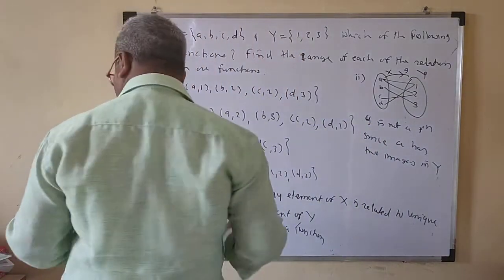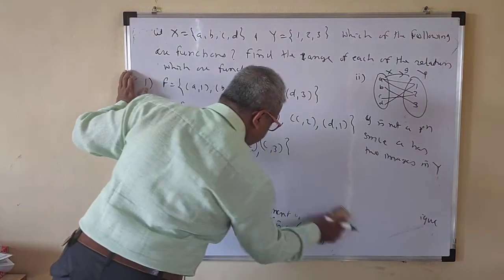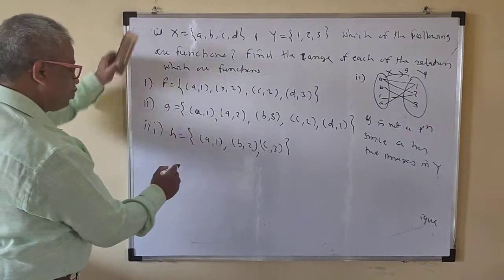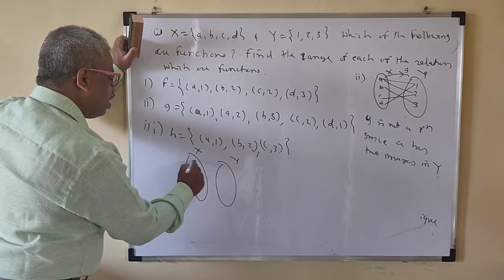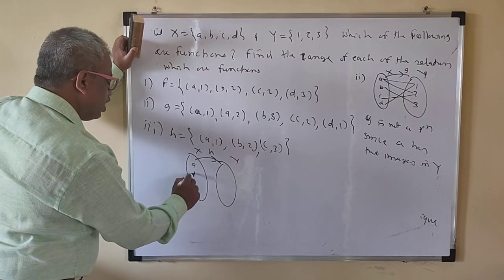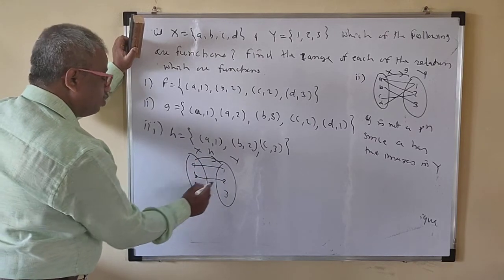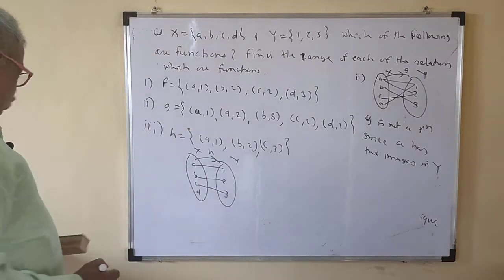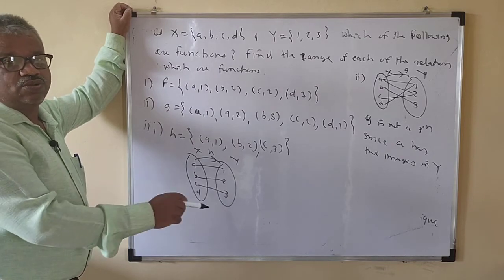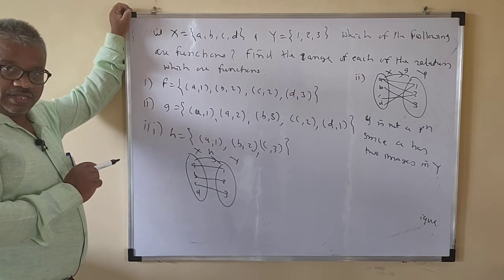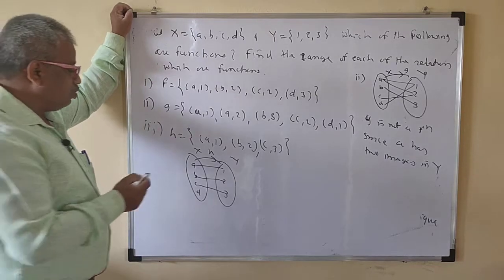Okay. Now we'll take the third one. We'll draw this third solution like this. This is your X, this is your Y, this is your H. This is A, B, C, D and 1, 2, 3. A is related to 1, B is related to 2, C is related to 3. So is it a function? Note that every element of the domain is related to a unique element of the codomain. That is the definition of the function. Now here, D has no image. So this is not a function.